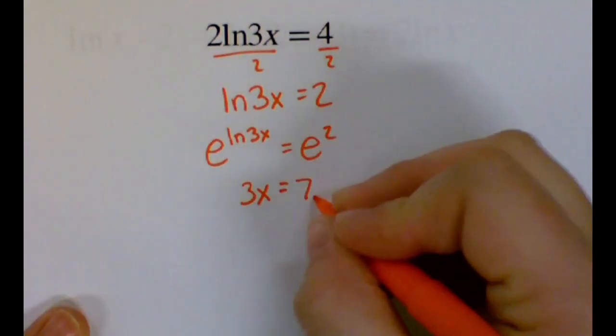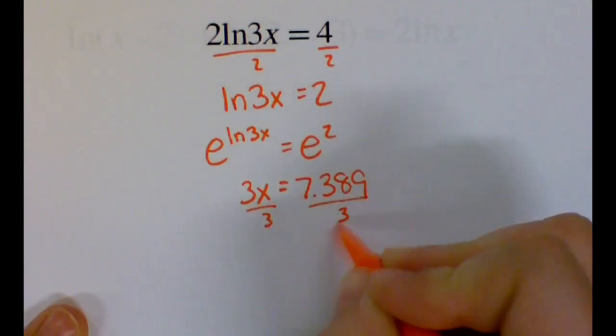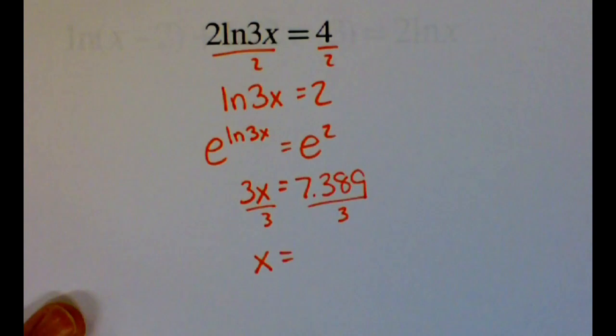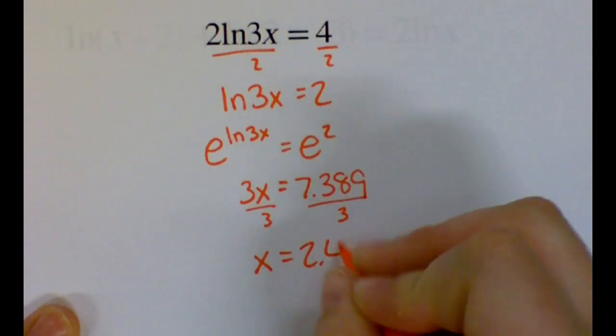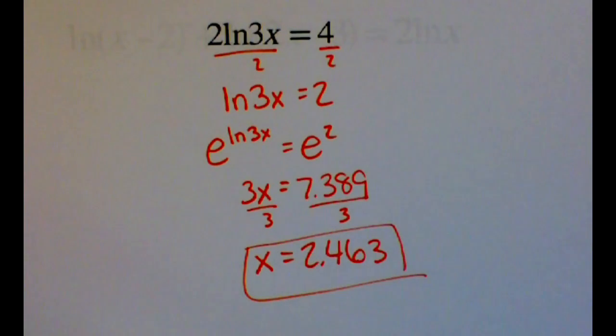E squared is about 7.389. Divide by 3. X equals about 2.463. Now, one tip when you do problems like this.